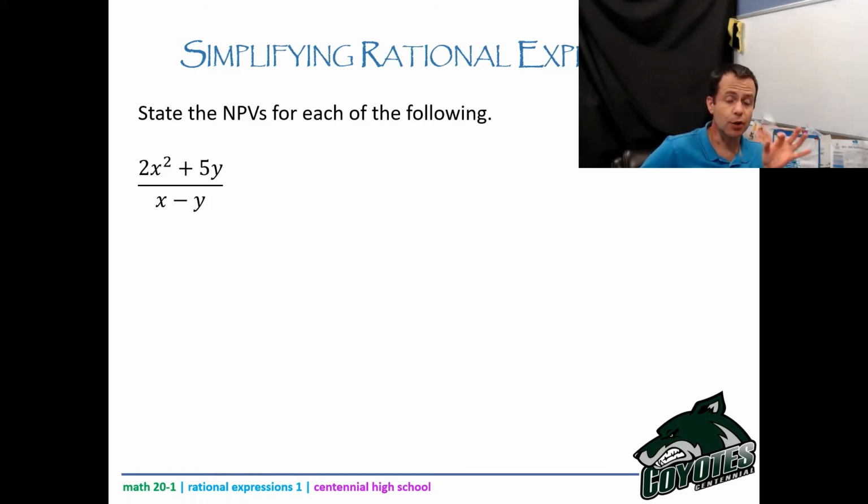So the denominator can't be 0 because I can't divide by 0, because division by 0 is undefined. So x minus y can't be 0. And then I could just bring my y over and say x can't be y. So x and y can't be the same value, essentially, is what we're saying there. Okay.